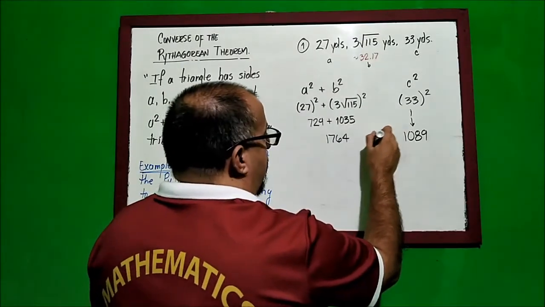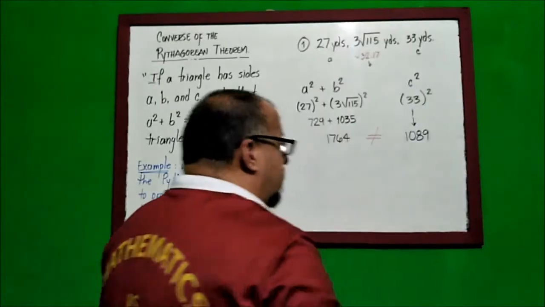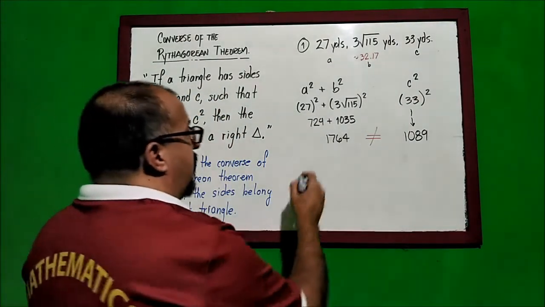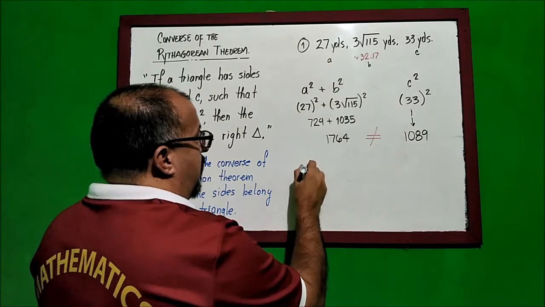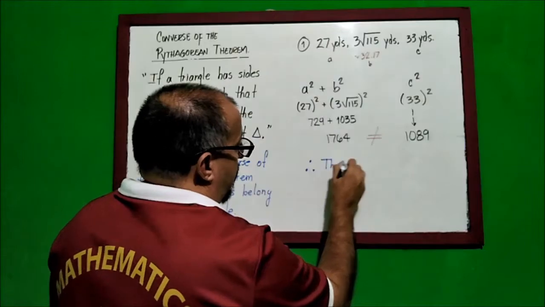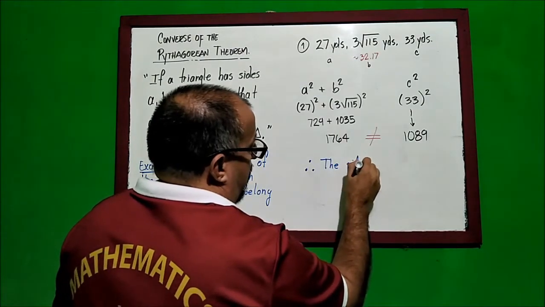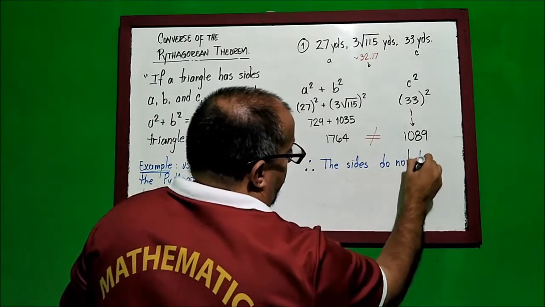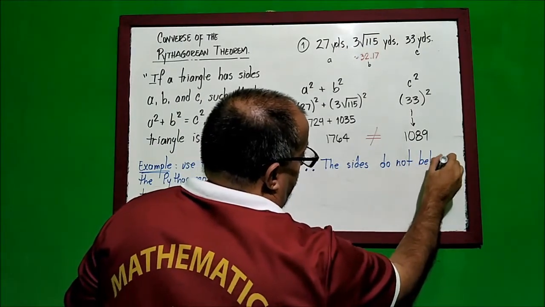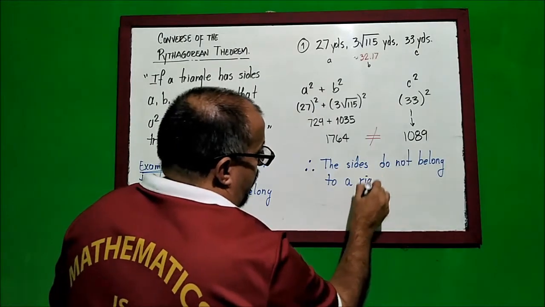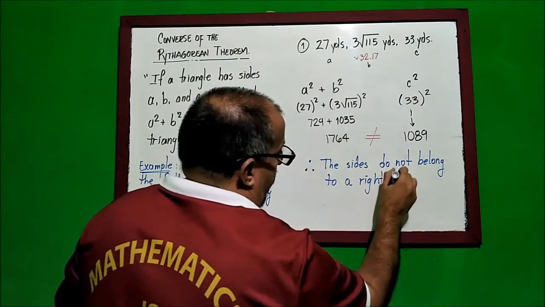Therefore, we can have as a conclusion that since they are not equal, the three sides that were given do not belong to a right triangle.